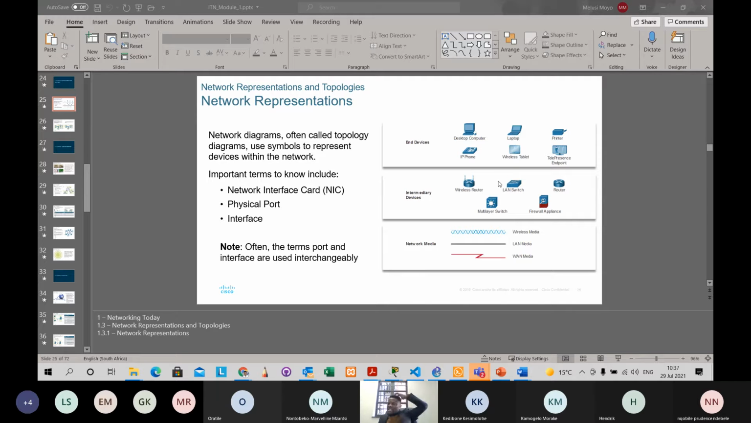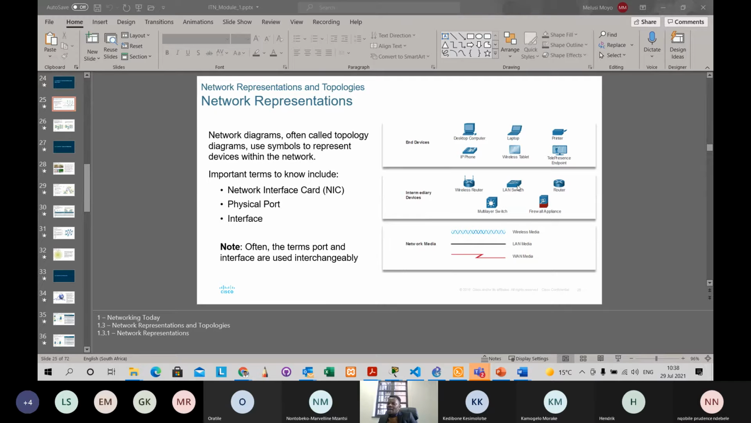A switch is mainly used to interconnect many devices. A switch is used to interconnect these end devices. Let's say your network consists of 20 end devices, and you want to connect those devices to a switch.